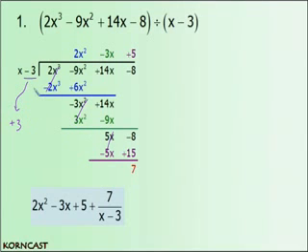So one of the things that has to happen with synthetic division is that we need to take this x minus 3, set it equal to 0, and solve for x. And we end up getting our x is equal to 3, if you will, positive. So this part is kind of important.